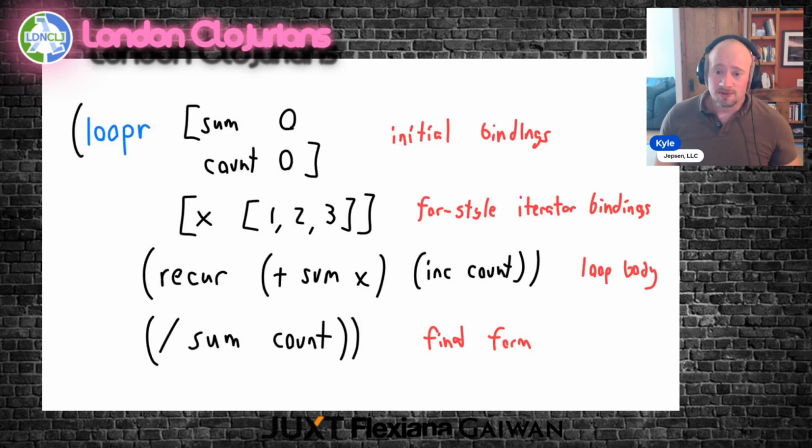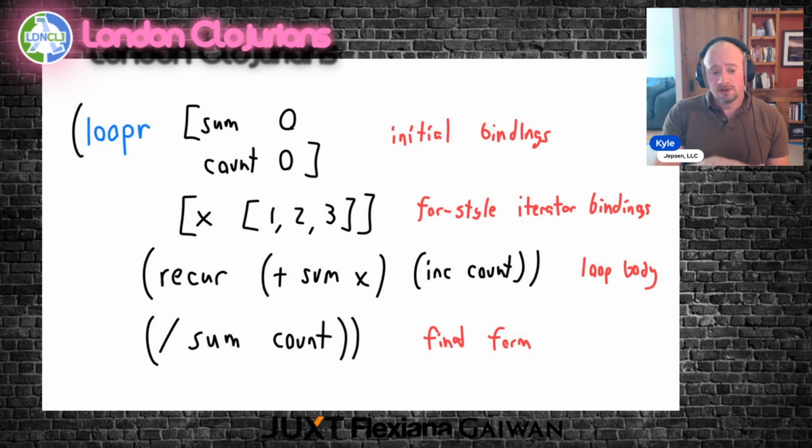I have terrible news. I finally broke down, I wrote a macro. It's called loopr. This is a hybrid of loop and reduce. Like loop, it starts off with initial bindings for iteration. So I'm going to start off with a sum and a count of 0, and these can be primitives if you like. Then I'm going to have a for-style binding iterator. So I say for every x in the collection 1, 2, 3. And if I wanted to, I could do additional layers of iteration on top of that with the Cartesian product.